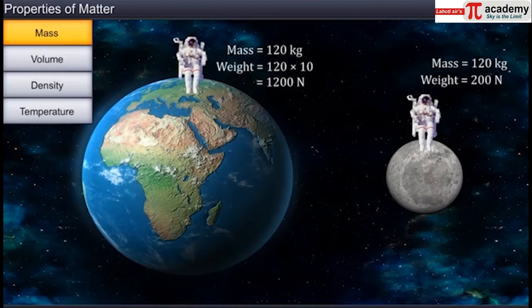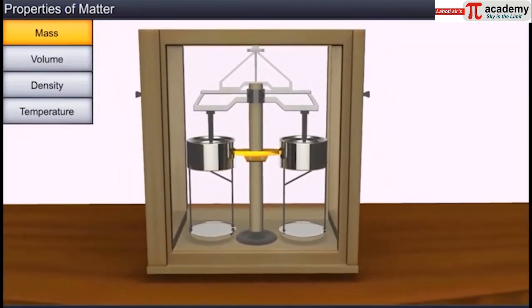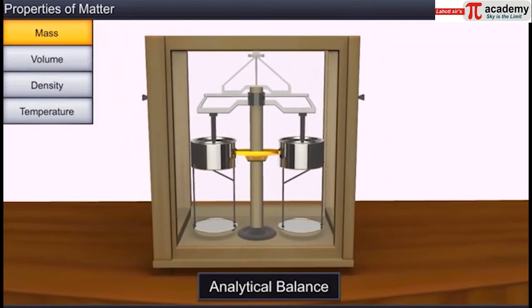For example, a person's mass is 120 kg on Earth and the calculated weight is 1,200 Newton. If you weigh the same person on Moon, his mass would be the same, while the weight would differ. In this case, 200 Newton. This is because the gravitational force of Earth and Moon differ. Mass can be accurately measured with the help of analytical balance.